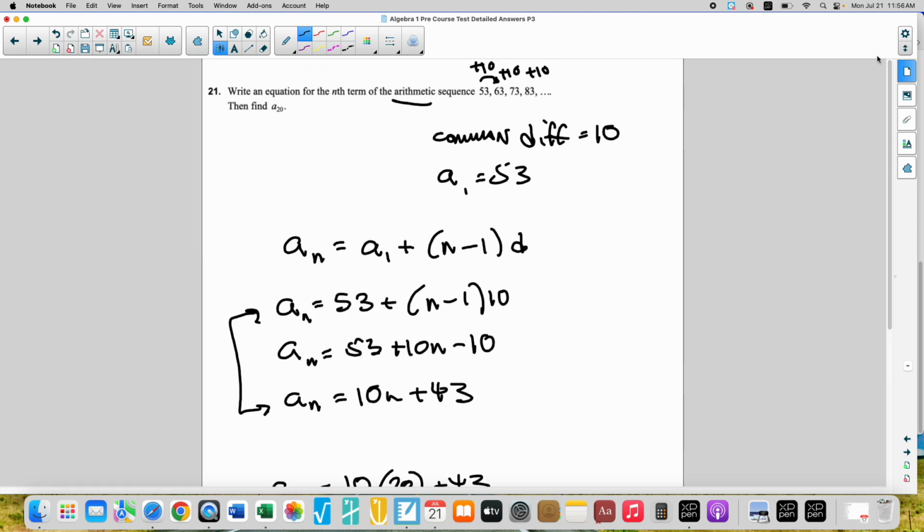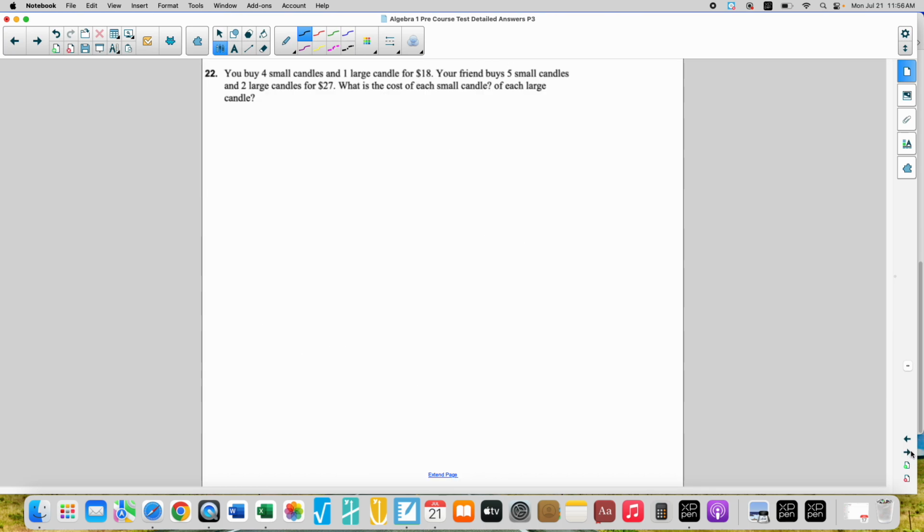So if we continued this going, the first term, second term, third term, fourth term, if we got the 20th term, it would be 243. Also love arithmetic sequences.